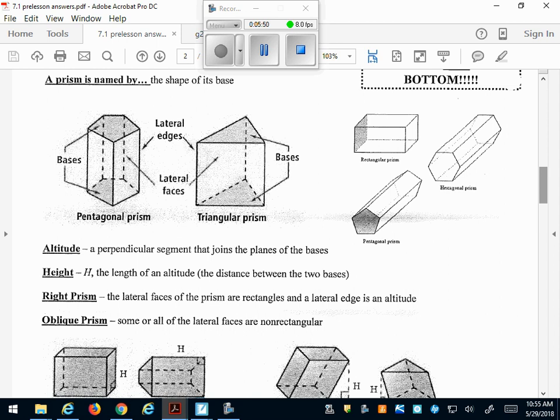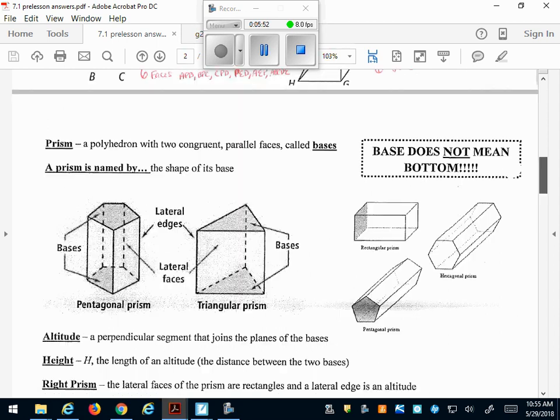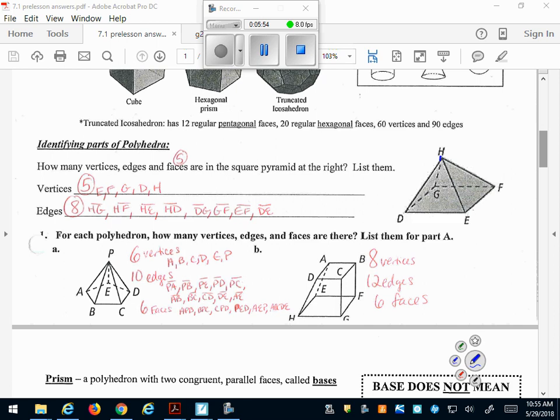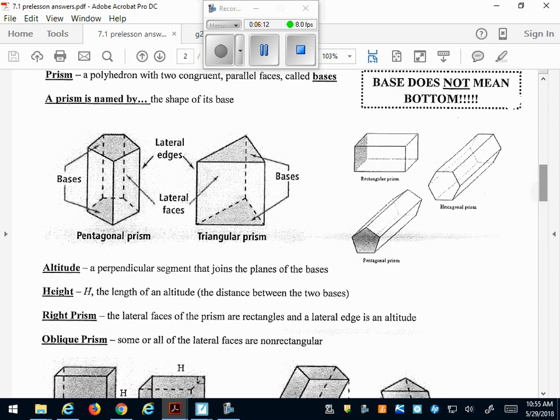Okay, good. Pyramids: the faces that are not the bases are triangles. There's another one down here, right? Triangles as faces. And prisms have rectangular faces. The faces that are not bases are rectangles.